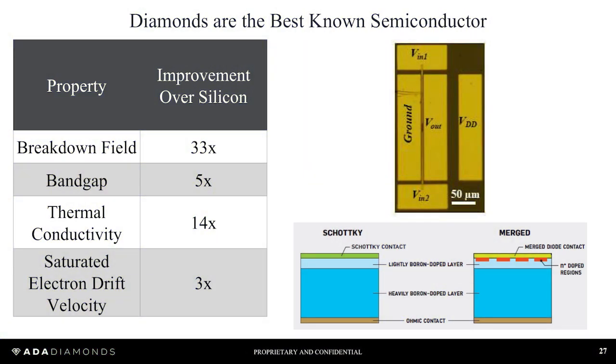Diamonds are also the best known semiconductor. And if you're not aware, we're really reaching the end of the road of silicon. We can't go any faster, we can't go any smaller on silicon, so we need a new semiconductor. And it turns out that diamond is by far the best semiconductor. Diamond semiconductors can work at significantly higher voltages, power, temperature, and frequencies.